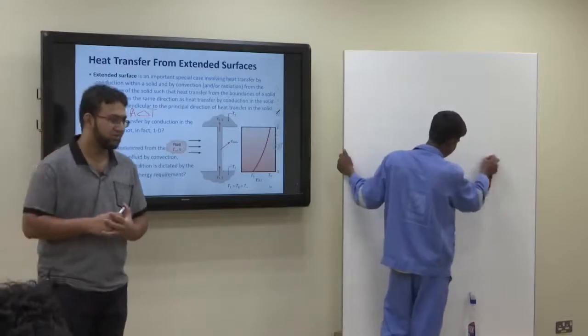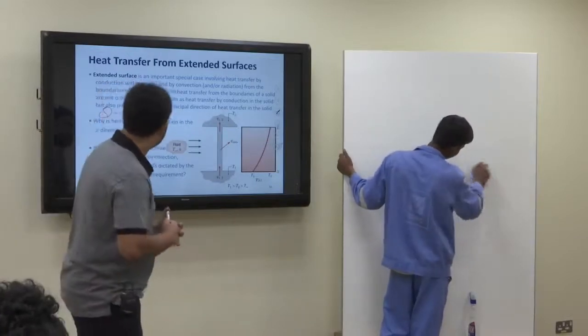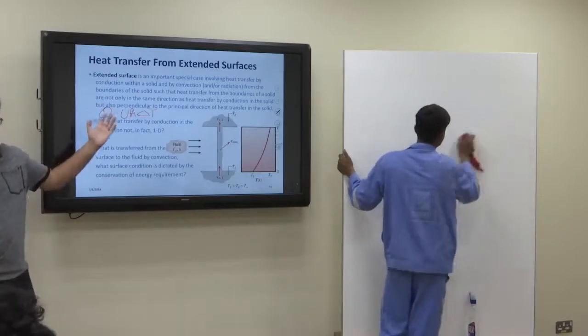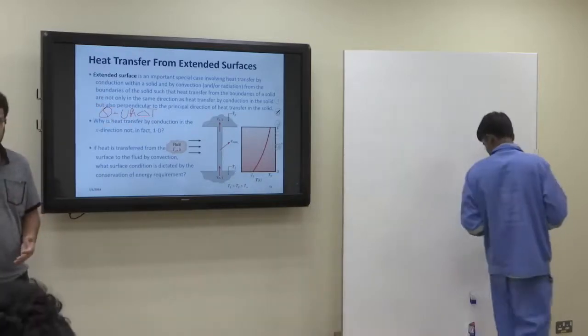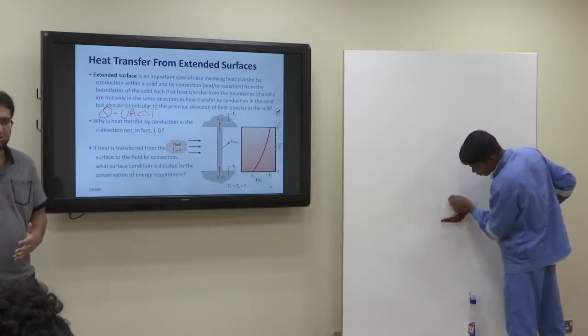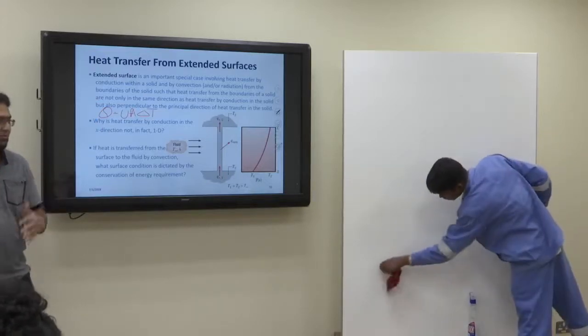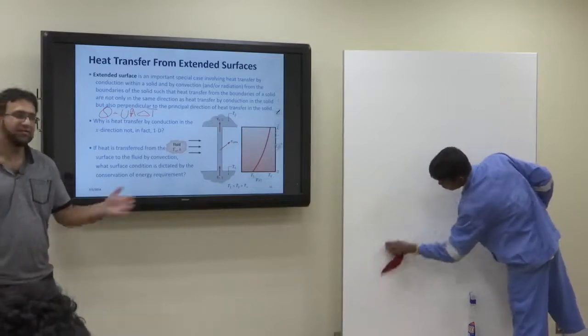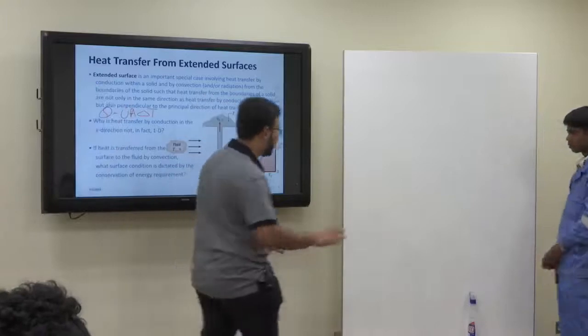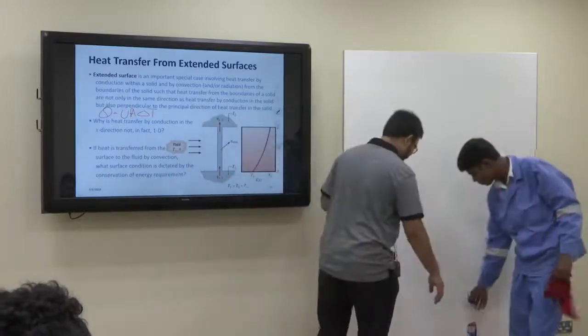There are many examples around. So that is the main reason why we add extended surfaces. We need to increase heat transfer. Heat transfer increase many times is not possible. We're constrained because of the delta T and U. And the only thing left in our hand is the A. So, thank you.